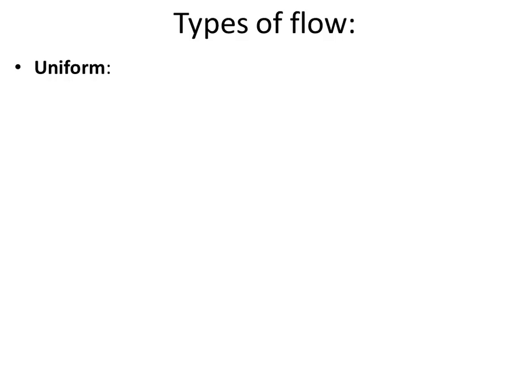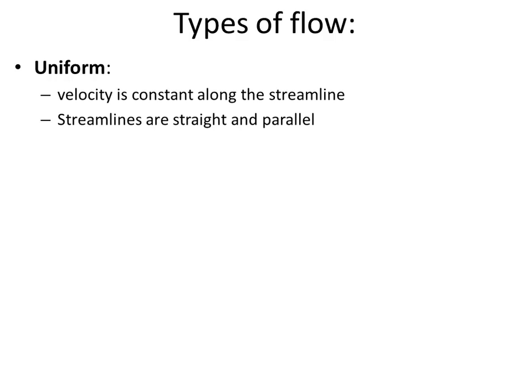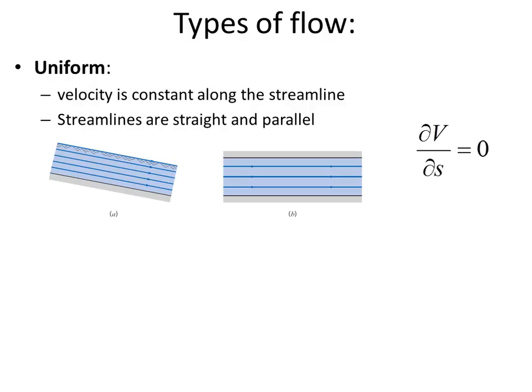All right. Remember from fluid mechanics that there are two types of flow when we talk about change with respect to position. There's uniform flow, where velocity doesn't change with respect to position. And uniform flow is characteristic of streamlines that are straight and parallel. So on the right, image B is water flowing through a pipe, and the streamlines are parallel.